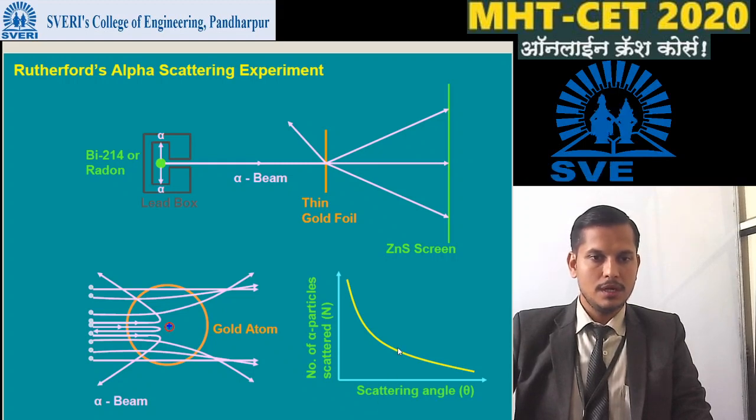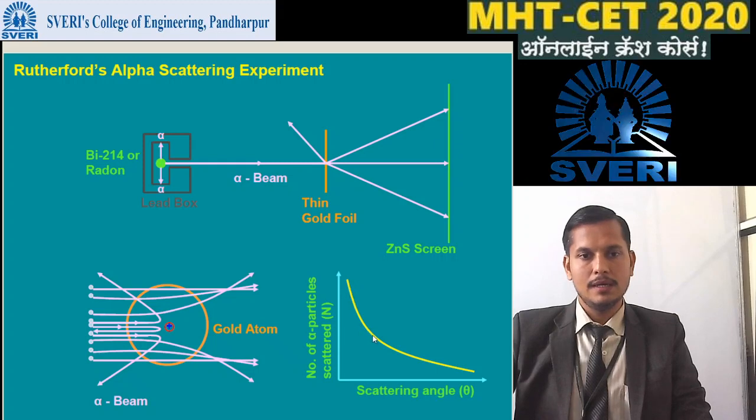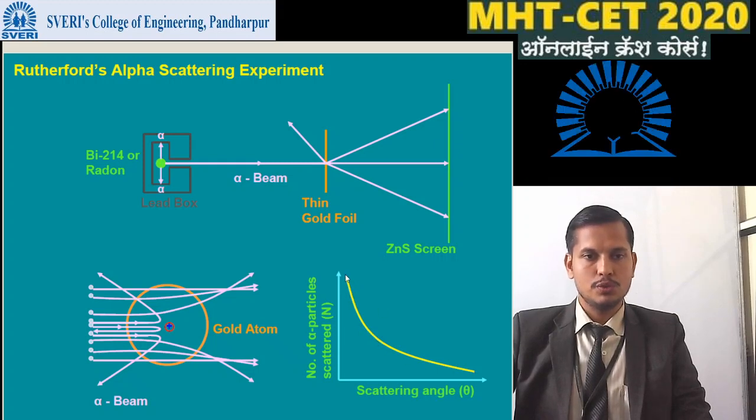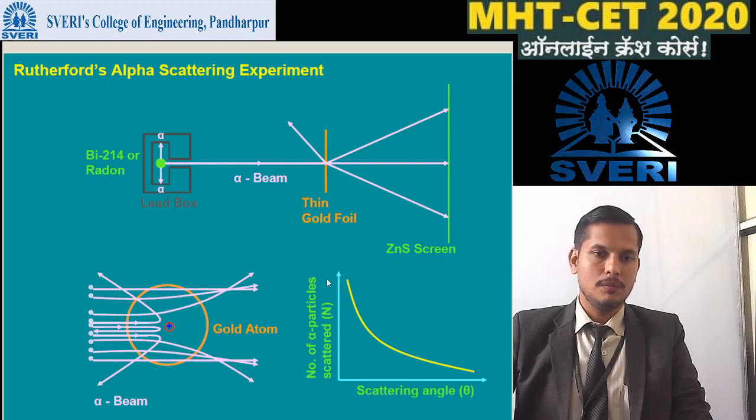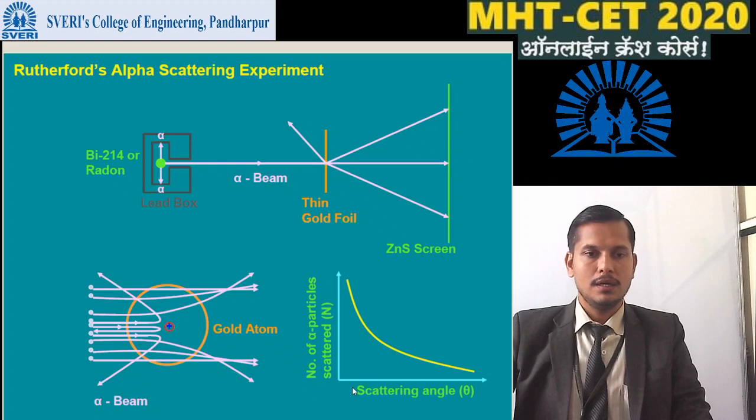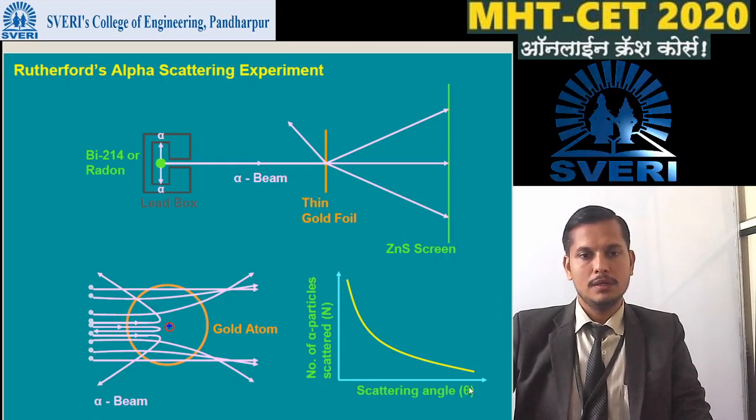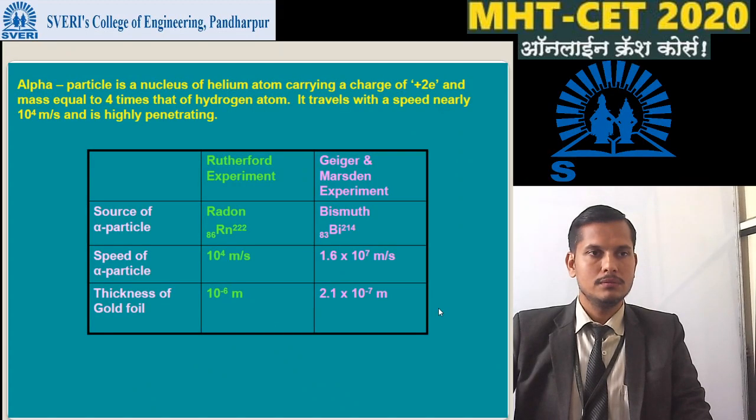If we check the graph, which is scattering angle theta versus number of alpha particles scattered, that is N, we can get the idea that as the angle increases, an exponential decay is there. We get the most alpha particles scattered at the lowest angle, and as the angle increases we get the structure of the graph like this. So let us move to the next one.